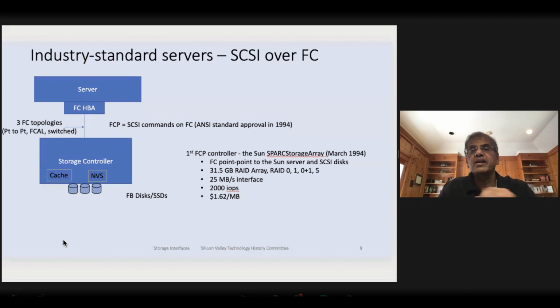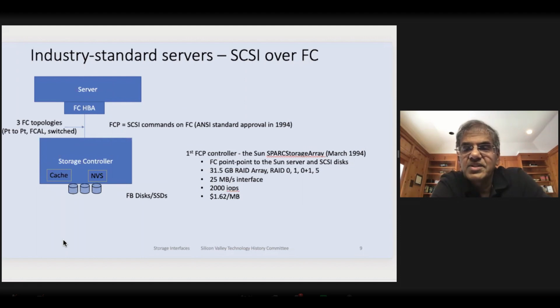And I want to pick up on the industry standard server side of the world, beginning with fiber channel. Really the first fiber channel controller, SCSI commands on top of fiber channel, was the Sun SPARCstorage array back in March of 1994. Really interesting to look at some of these numbers. 31.5 gigabytes in a box.